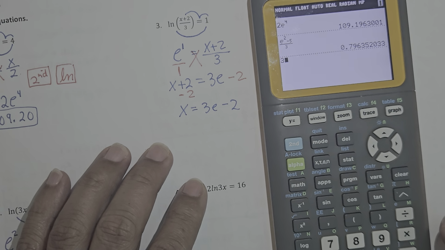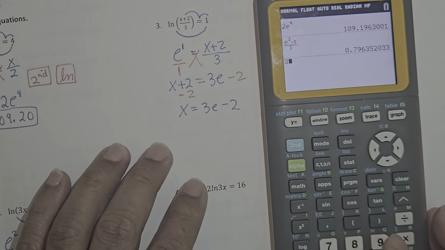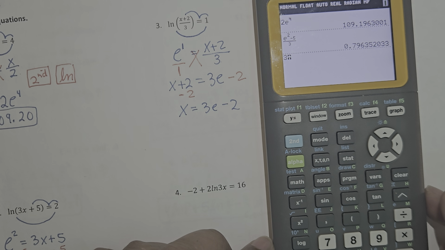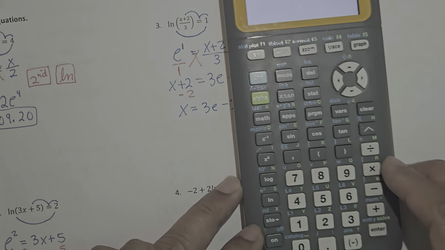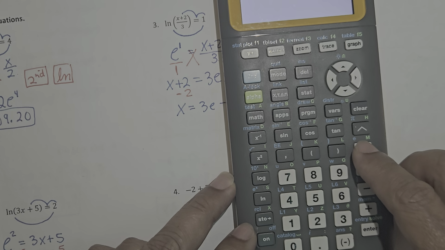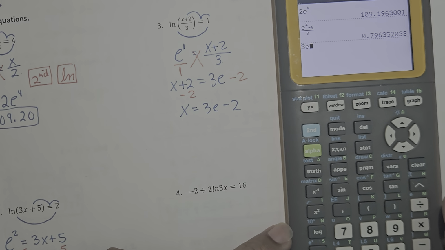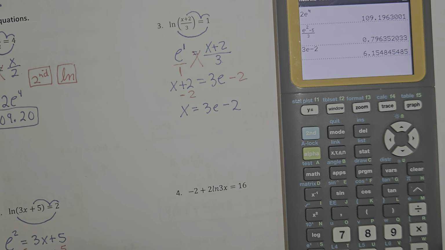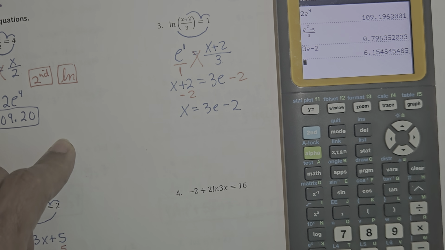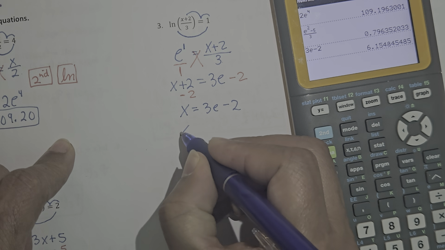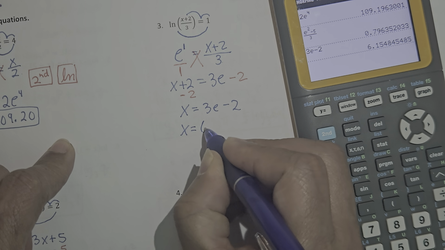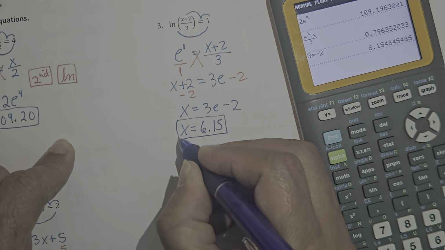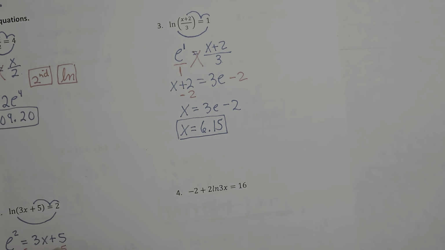So I'm going to enter the number 3 on the calculator, and then I'm going to press the second key. Notice I don't want a power for e, so then I can press the division key, and there you see the number e again. Okay, so there's 3e, and then subtract 2 from that, and then press enter, and it gives us 6.1548. So I am rounding to 2 decimal places for this course. So this is 6.15, and that is the solution to this equation.